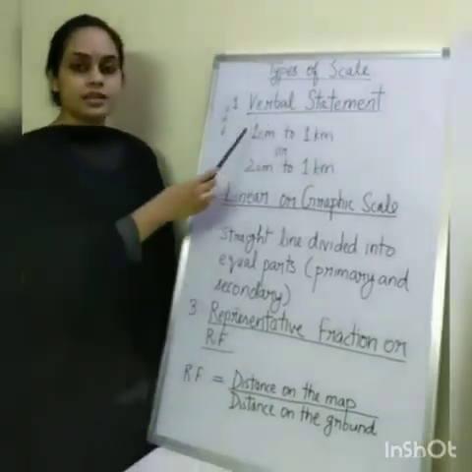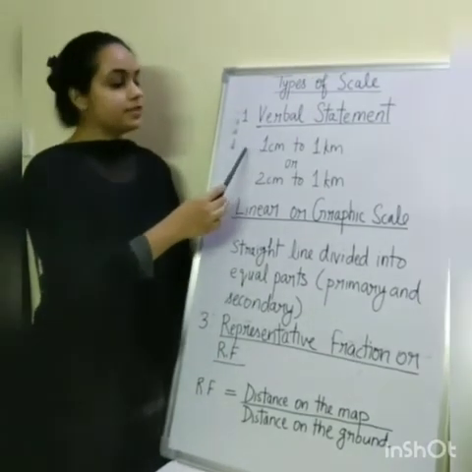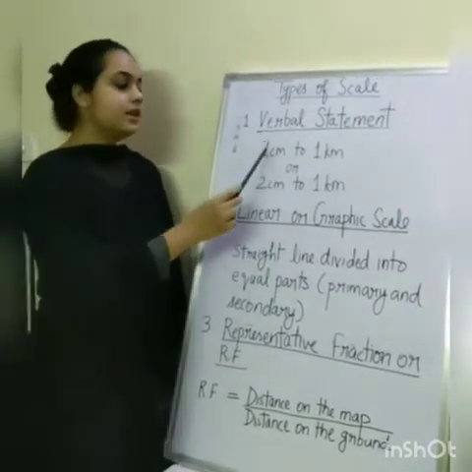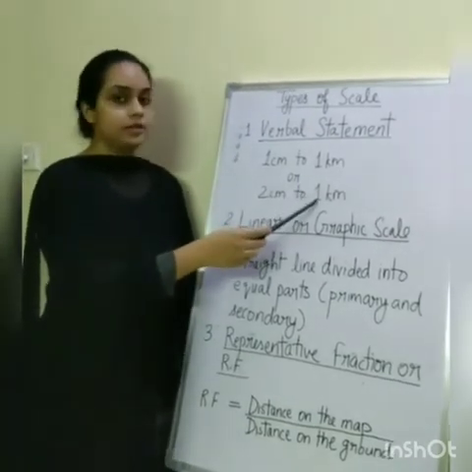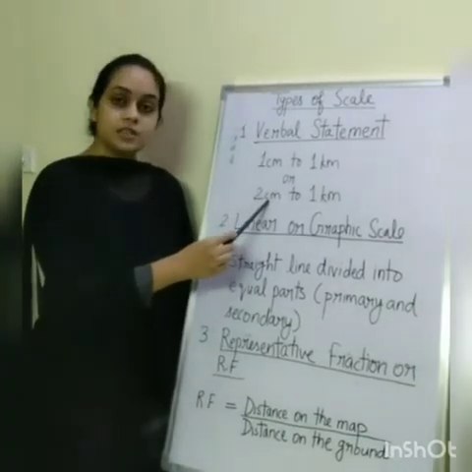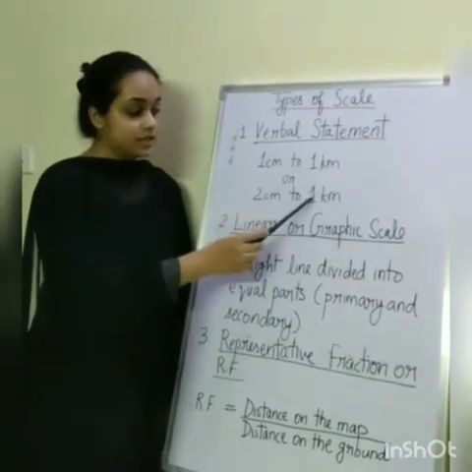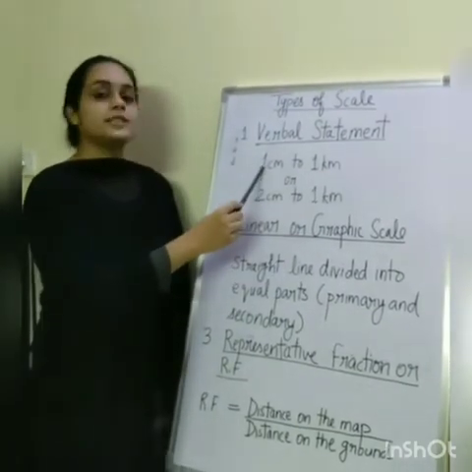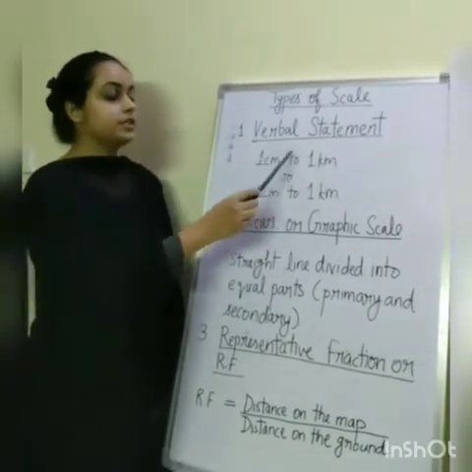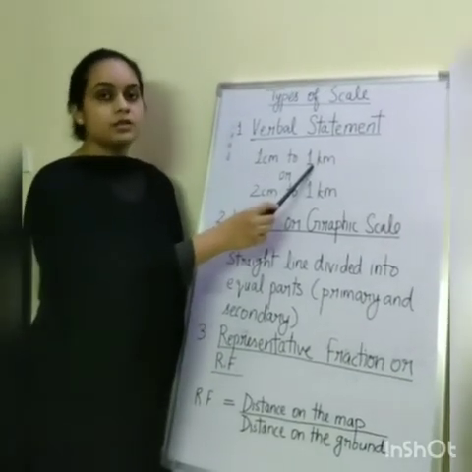Verbal statement, in this type of scale, is expressed in words or a statement like 1 centimeter to 1 kilometer or 2 centimeter to 1 kilometer. That means a 2 centimeter line on the map is representing 1 kilometer distance on the ground, or a 1 centimeter line on the map is representing 1 kilometer distance on the ground.